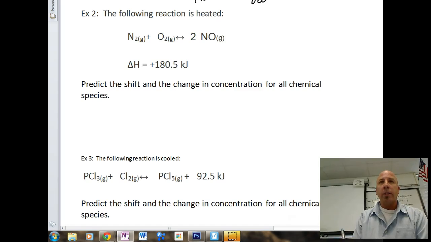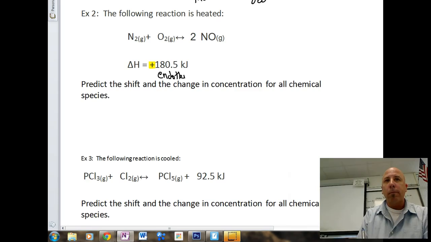It says the following reaction is heated. We have N2 plus O2 yields 2NO. And we have a delta H value. Now, our delta H value here is going to be a positive value. Anytime we have a positive value, that means it's endothermic. And so we're going to place the heat on the left-hand side. We could actually place the numerical value of 180.5 kilojoules there, or we could just write the word heat. They're expressed both ways.